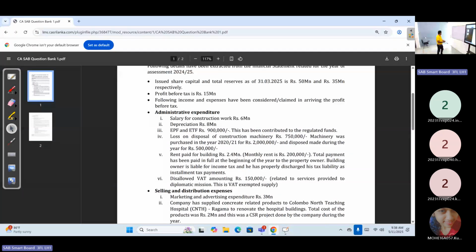Net expenditure, it's really 2.4 million. Monthly is 200,000. That means, yes, 2.4 million. The total payment has been paid in full at the beginning of the year. The total rent payment for the whole year we have already paid. Right?